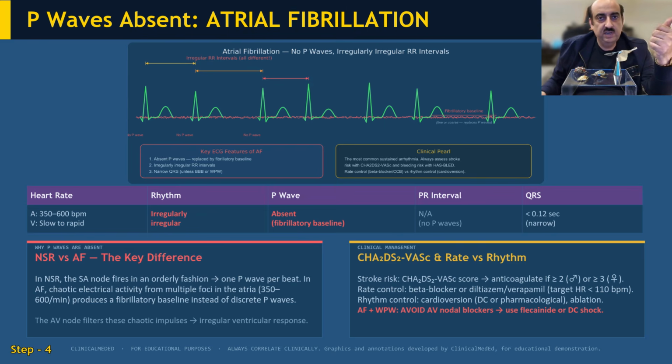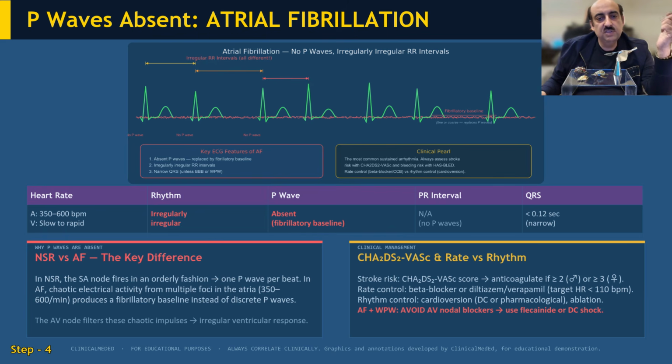The P wave is clearly absent, and there is only fibrillatory baseline undulation. The PR interval cannot be determined because we do not have a P wave to start with. And the QRS interval is usually less than 0.12, which means some of the waves are transmitted and eventually that leads to ventricular depolarization.